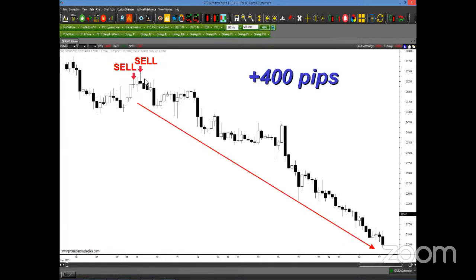And then look what happened after that. 400 straight down pips. Look at this. Would you have liked to have been short the British pound? Okay, 400 pips. That's over $4,000 per unit had you taken advantage of that full 400 pip move to the downside. This was just in a couple of weeks.